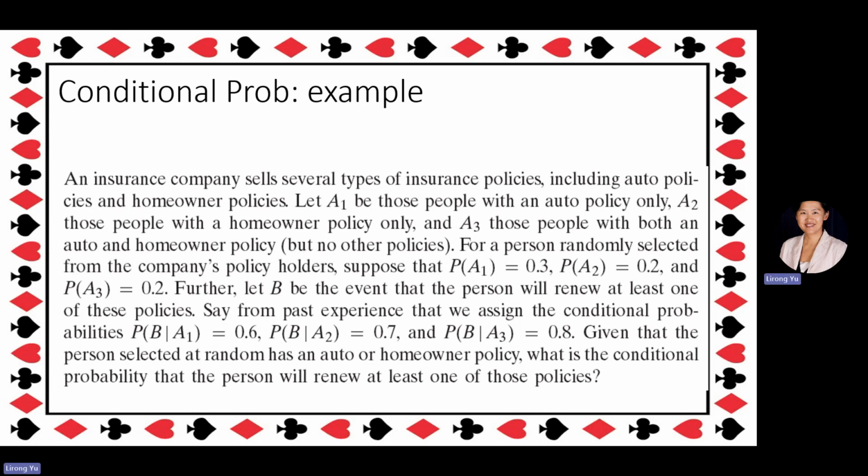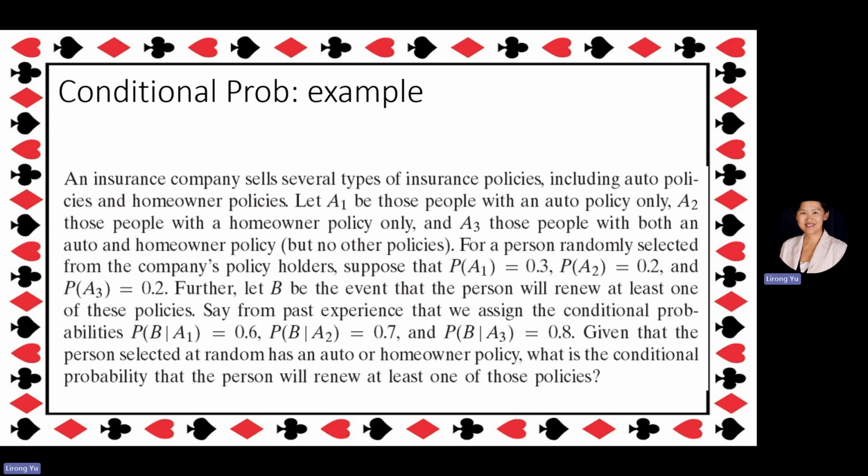If a person is randomly selected from the company's policyholders, suppose P(A1) = 0.3, P(A2) = 0.2, P(A3) = 0.2. Let B be the event that the person will renew at least one of these policies. From past experience, we assign conditional probabilities, so B would be the event of renewing.